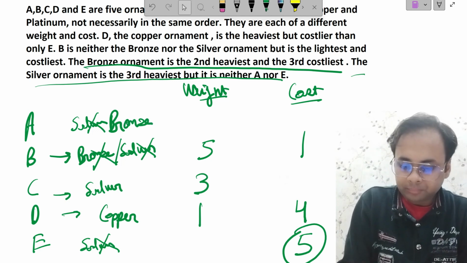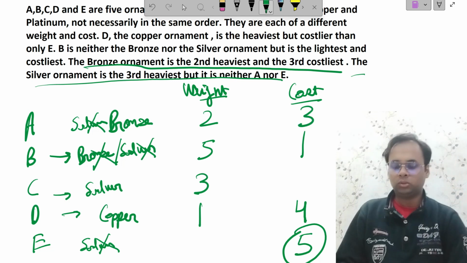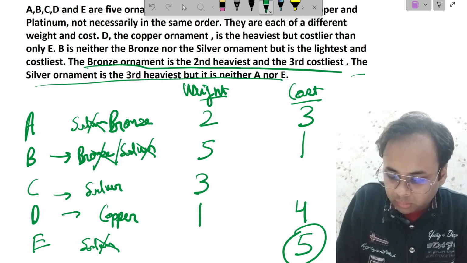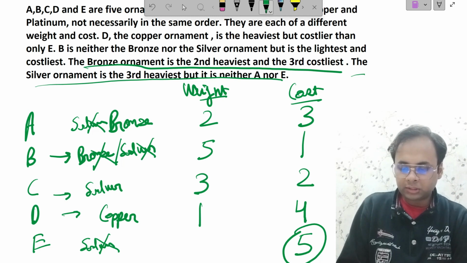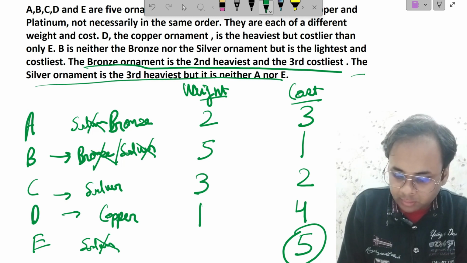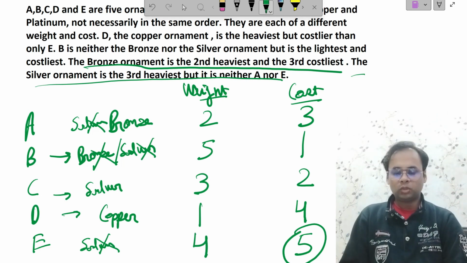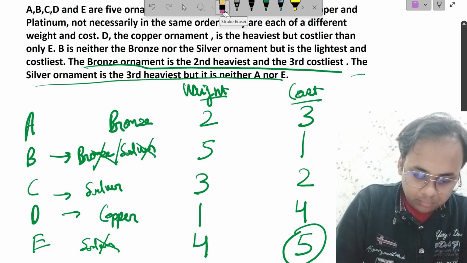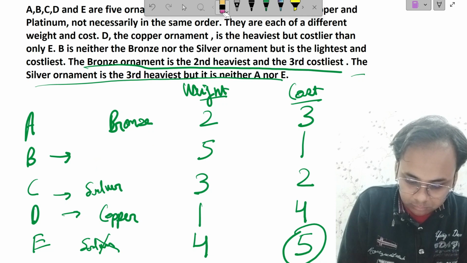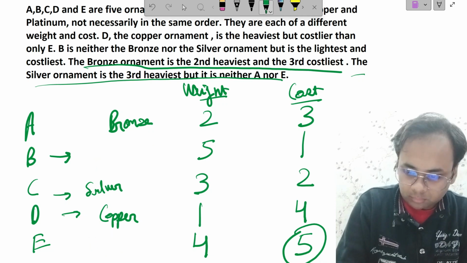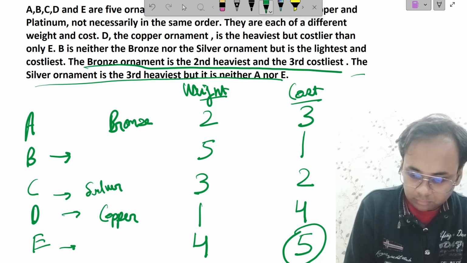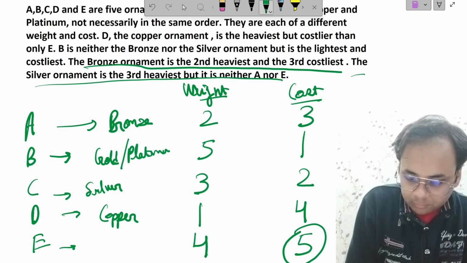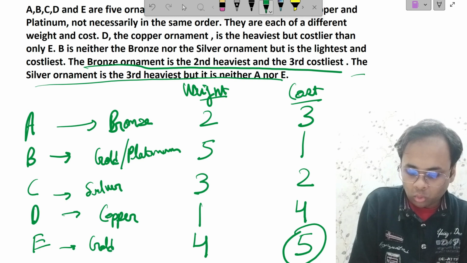Okay. And the bronze ornament is the second heaviest and the third costliest. Okay. Now in terms of cost, the only thing remaining is the rank 2. So I marked it against silver. And for the weight thing, the only rank remaining is 4. So I have marked it against E. Okay. So only two types of materials are remaining, which are gold and platinum. So B can be either gold or platinum. Similarly, E can be either gold or platinum.